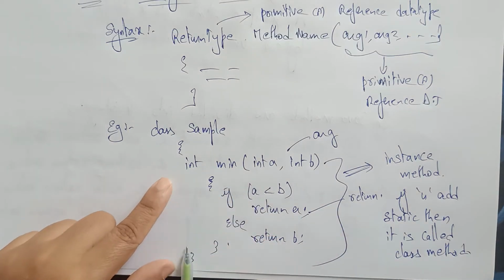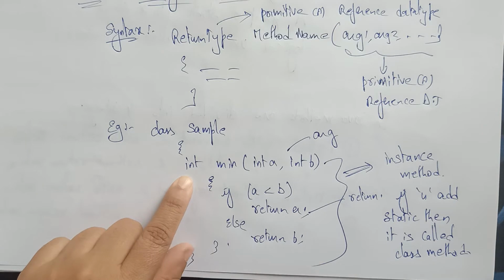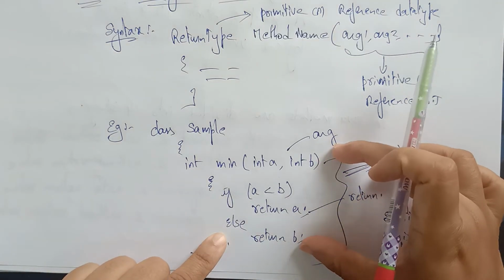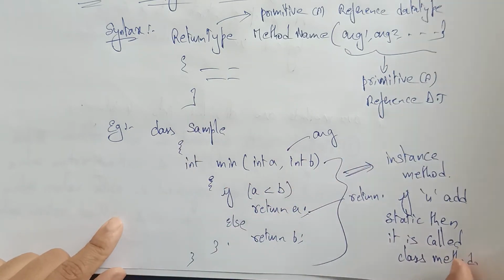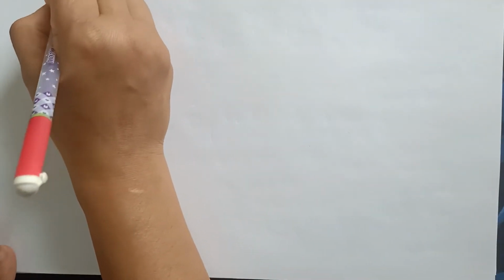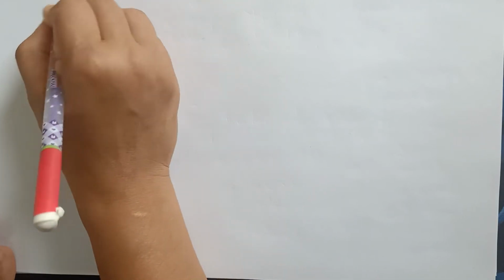While I'm writing code, you have to think in different ways. This is the code I had written. This is a method with arguments and a return value. What type of method is it? It is an instance method. Suppose you add static here, then we call it a class method. Before proceeding further, let me give clarity on the instance method.